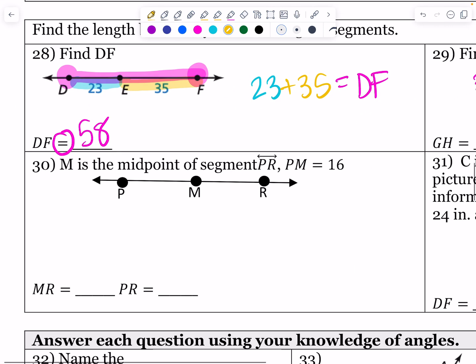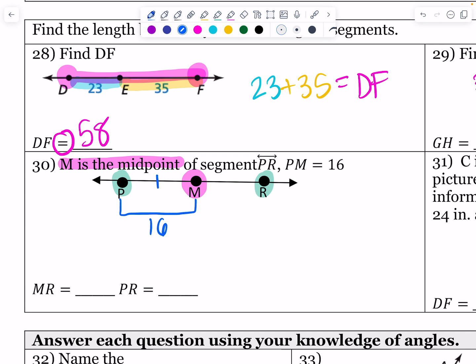All right, the next problem says that M is the midpoint. Anytime it says that M is the midpoint, that means it's happening in the very middle. So of segment PR, it is happening in the middle. And it says that P to M, so I'm going to do that in blue, is, you can do it like this. Some of your teachers might do it like this. Some of y'all's teachers might use brackets. Some of y'all might write it directly on the line. It's up to you. I like to use brackets. So P to M is 16.